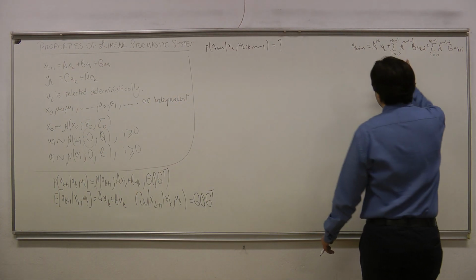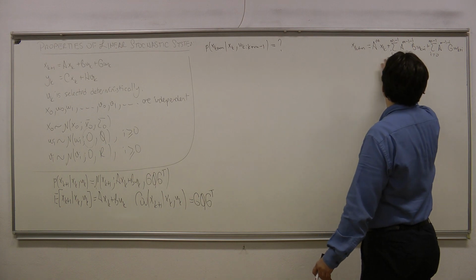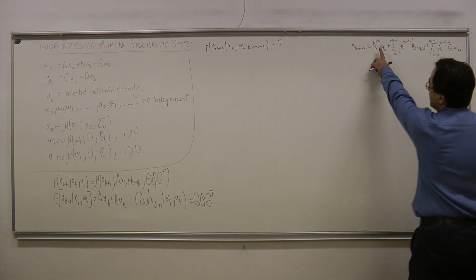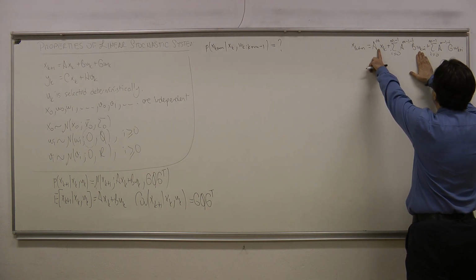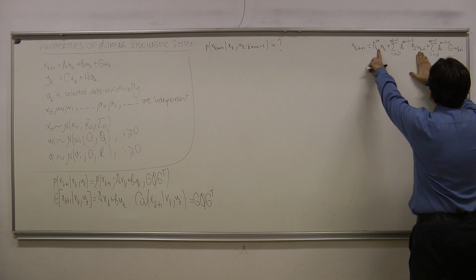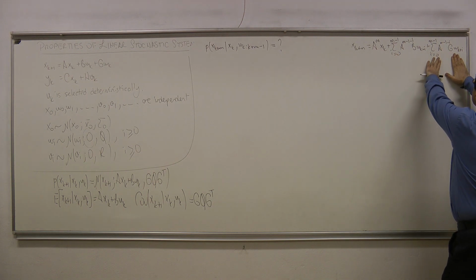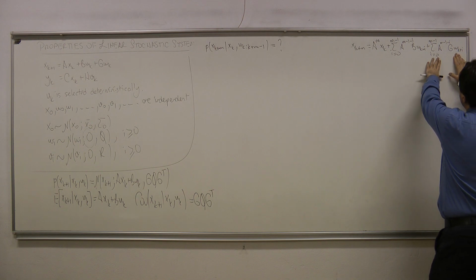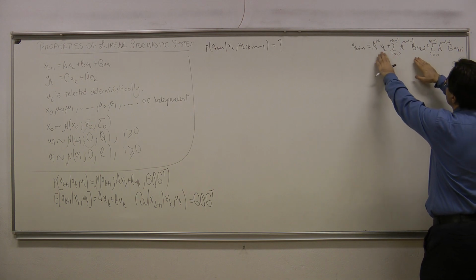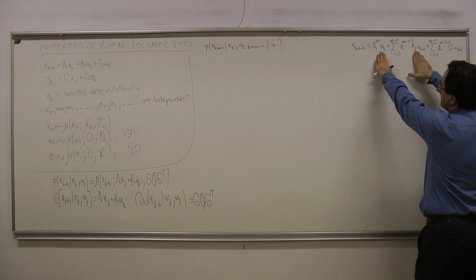So here, I will just think about that it is going to be Gaussian. x_k is given to us, and these u_k's are given to us. So the only randomness here is going to be due to this process noise. And all of these process noises that I write here would be independent of x_k and all of these inputs.